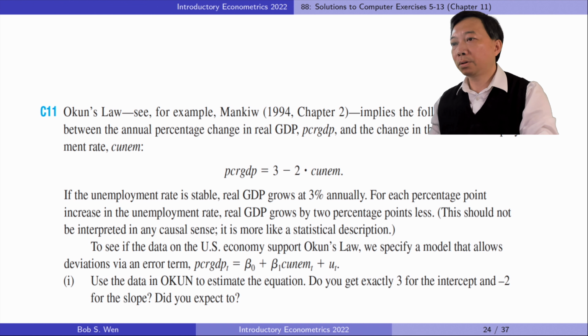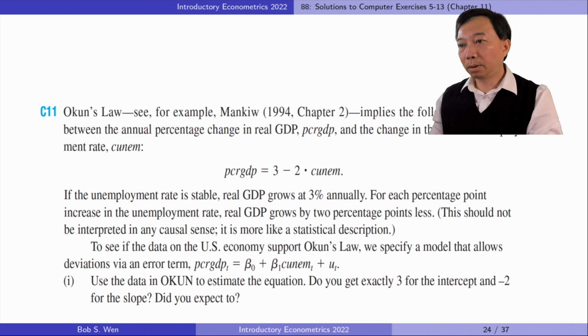Let's find answers to computer exercise 11. Okun's law implies the following relationship between the annual percentage change in real GDP and the change in the annual unemployment rate. In Part 1, if the unemployment rate is stable, real GDP grows at 3% annually. For each percentage point increase in the unemployment rate, real GDP grows by 2 percentage points less.